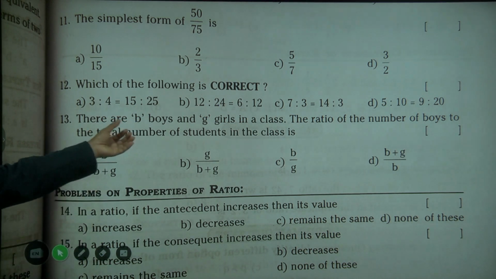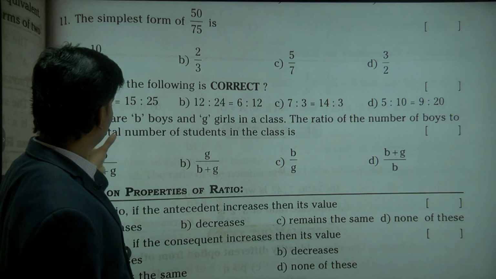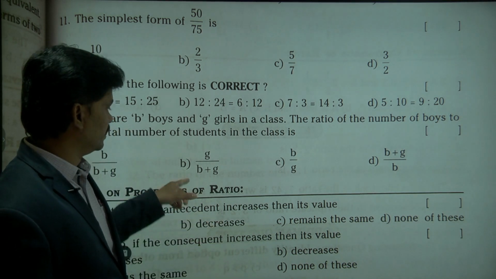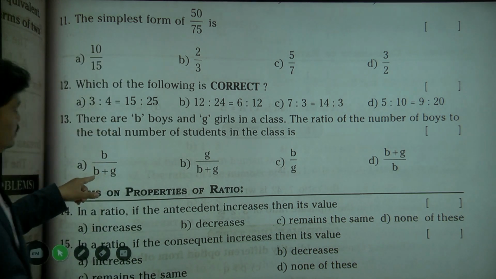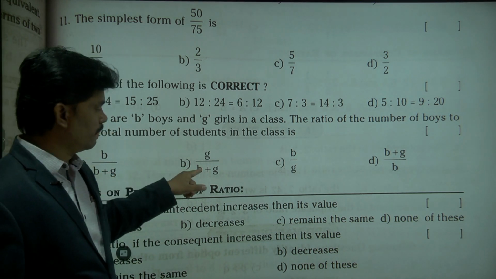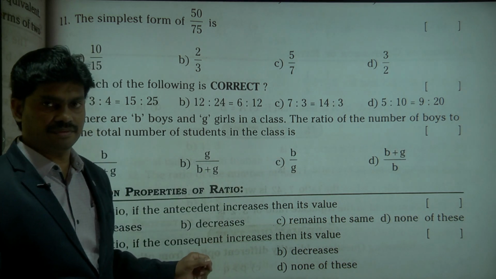There are B boys and G girls. The ratio of the number of boys to the total number of students: total is B plus G, boys is B. So B is to B plus G. Suppose girls to total number, G is to B plus G. Boys to girls, B and G. Okay.